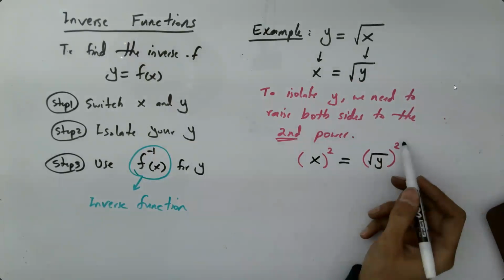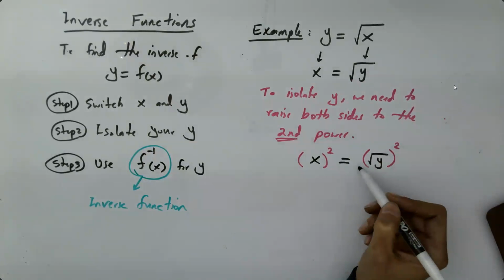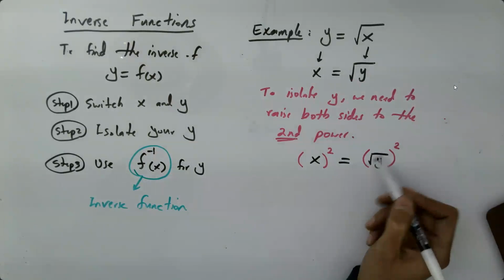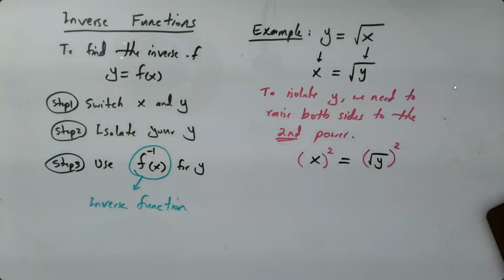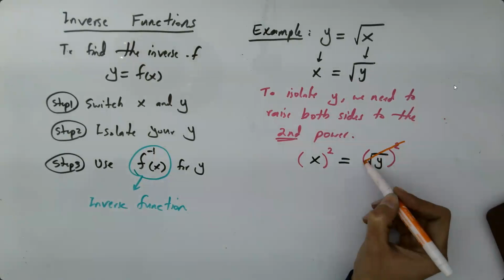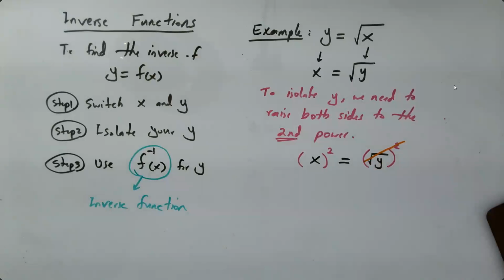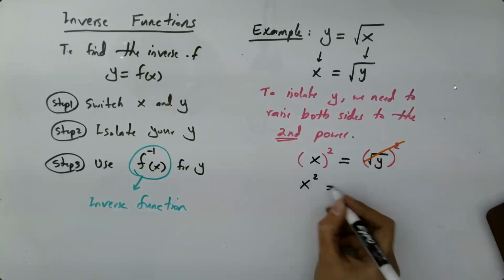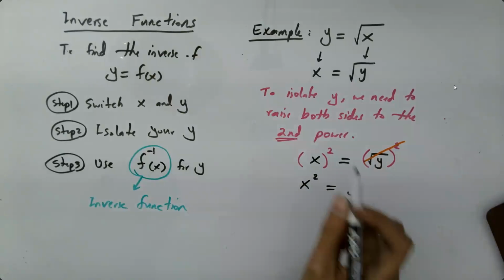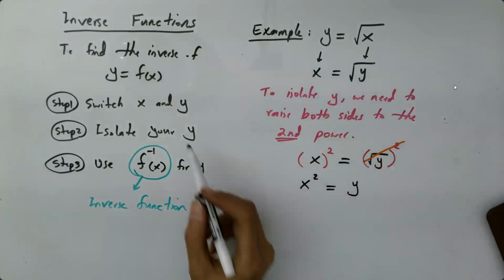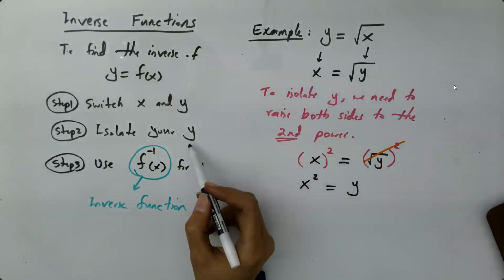Remember that the square root and exponent 2 cancel out each other. These two get canceled out. What's left? You get x squared equals y. This is my step 1. This is my step 2. My y is isolated on one side.